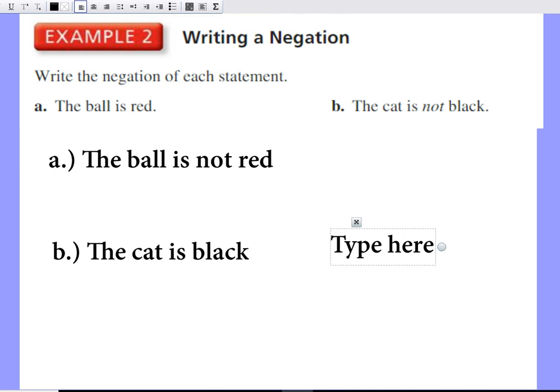So that's going to wrap up this video. We've defined what a conditional statement is. We have defined the symbolism for conditional statements and the parts as well. In our next video, we will look into the different types of conditional statements.